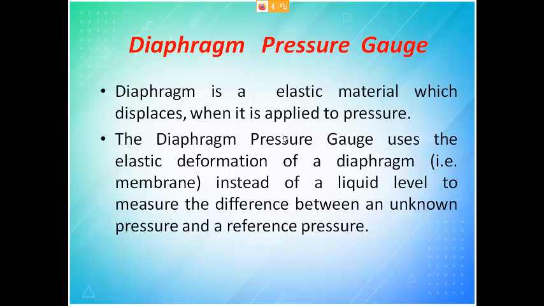Again, you can have both mechanical as well as electrical. In mechanical you have a spring-like structure which will try to measure it, and in electrical you have a well-known device called the LVDT. The amount of this elastic material movement is read by an LVDT. So the diaphragm pressure gauge uses the elastic deformation of the diaphragm, that is the member, instead of liquid level, to measure the difference between the unknown pressure and the reference pressure.